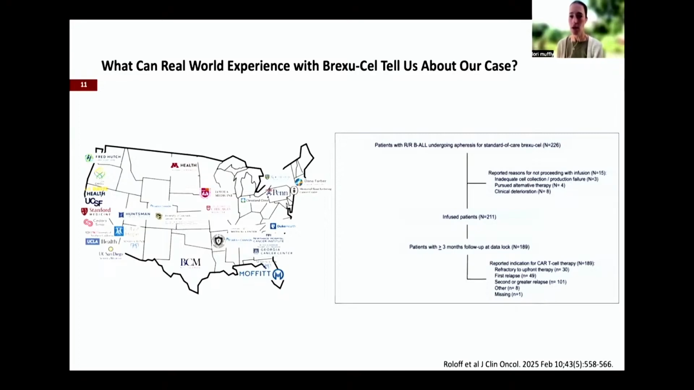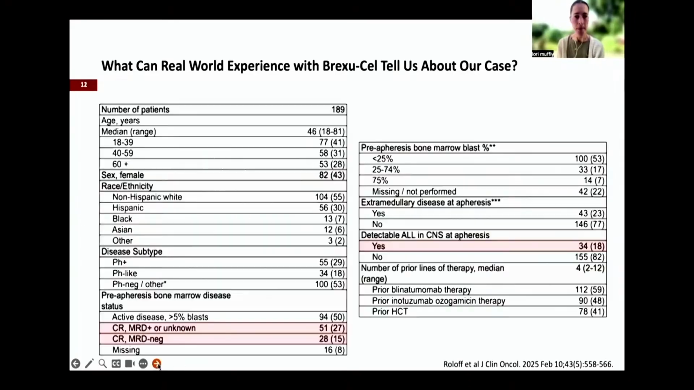And this cohort that was published was 189 patients with at least 3 months of follow-up for patients who were alive. And so in this real-world data set, interestingly, you can see that among the patients who received Brexucel, half of them were in complete response, as you can see in the pink on the table on the left. Half of them were in complete response, some of whom were MRD positive, but you can also see there were 28 patients treated who were MRD negative.